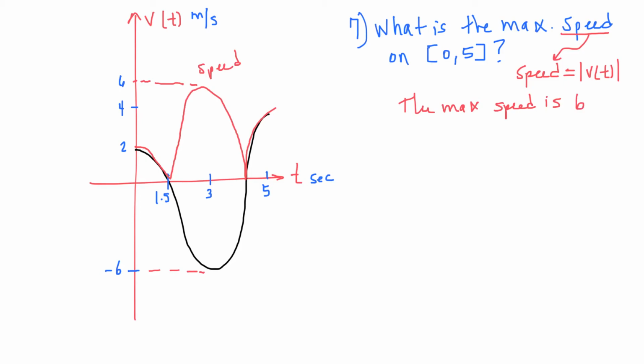and speed has units, and the units are the same as the velocity, meters per second. Just because you change the sign, it doesn't change the units of it. So 6 meters per second, and just to be thorough, complete, we should say at t equals 3 seconds. That's when it happens. Okay? Now what if they asked for the minimum speed? Then again, looking at the speed graph, the minimum would be 0 at t equals 1.5 and 0 again at t equals whatever this point is. But this question was about the maximum.